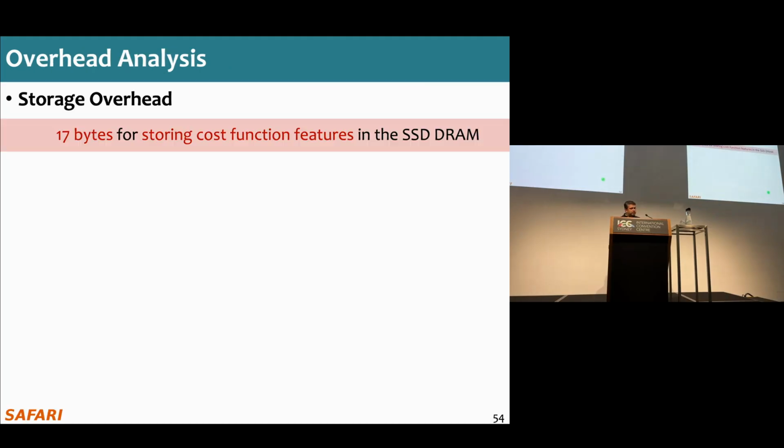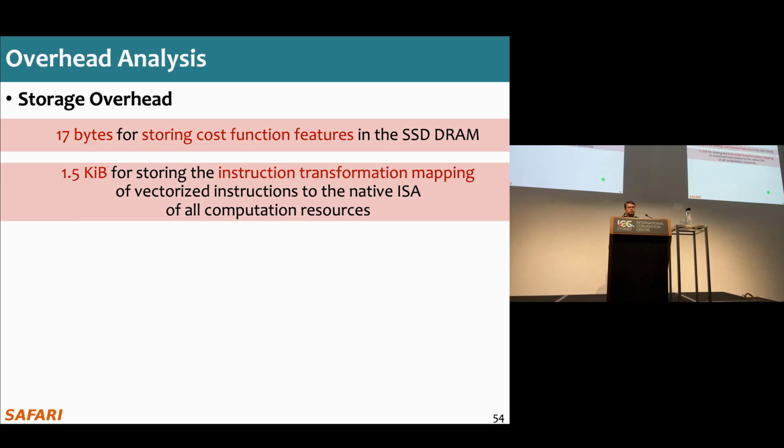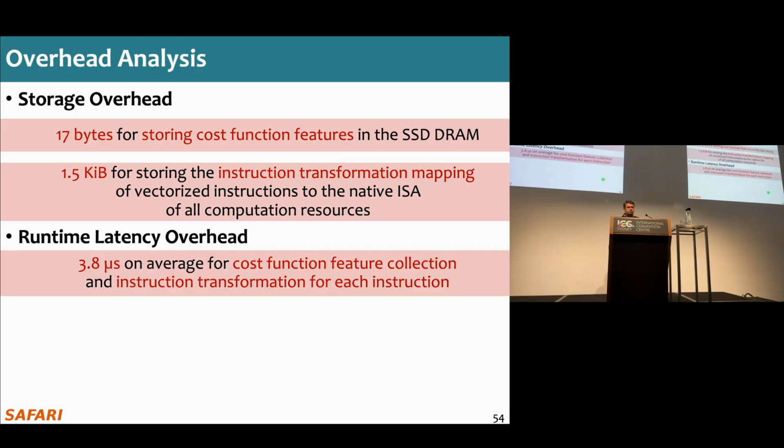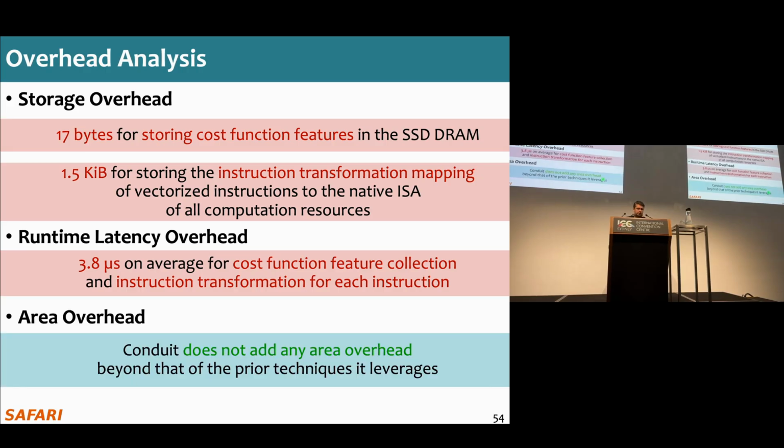So let's look at the overhead analysis of Conduit. In terms of storage overhead, we require around 17 bytes of SSD DRAM to store the cost function features. We require around 1.5 kilobytes to store the instruction transformation mapping for all the computation resources. In terms of runtime latency overhead, we require less than 4 microseconds on average for the cost function feature collection and instruction transformation for each instruction. We don't add any area overhead beyond what these prior techniques already do.